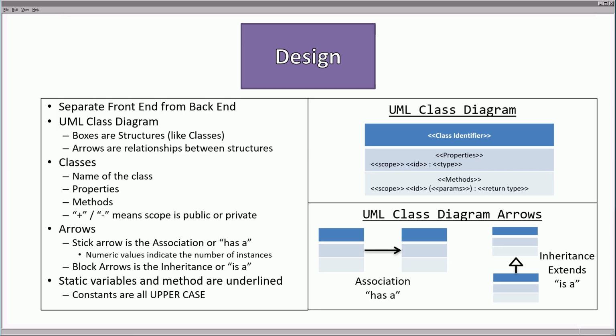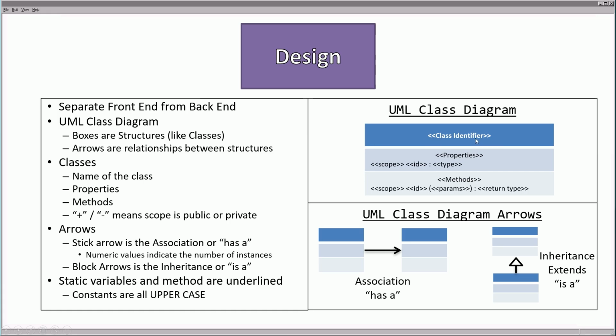Now, moving on from separating front end and back end, we can start modeling the software by using what's called a UML class diagram, Unified Modeling Language Class Diagram. A UML class diagram is used to represent classes that are used in the software and the relationships between those structures. Boxes in a UML class diagram indicate classes, and the arrows in a UML class diagram represent the relationships between these structures. Now, as we can see to the side here, this is an example of a UML class diagram, and as you can see, this is separated into three sections.